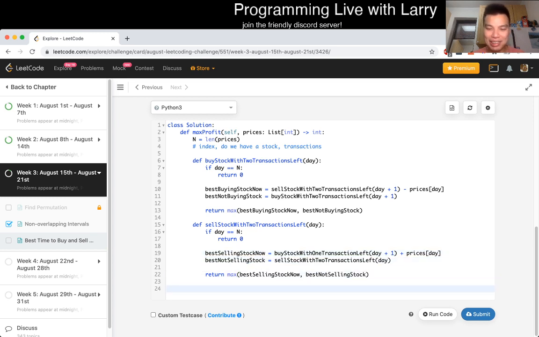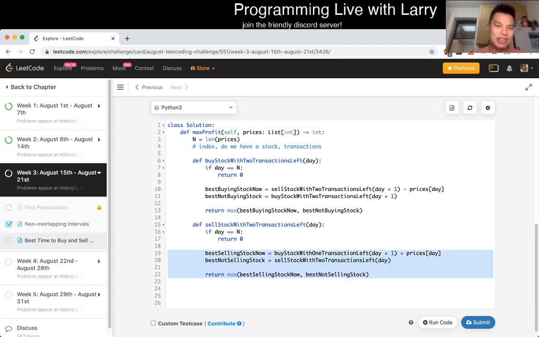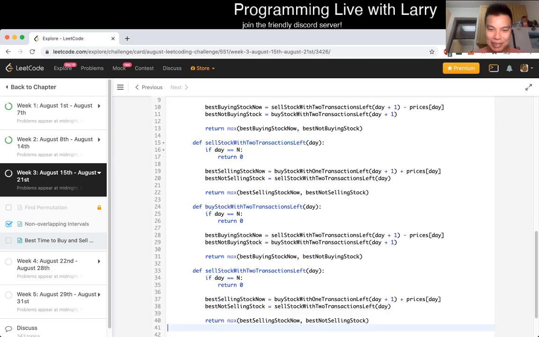Okay, so then now we have to implement this thing, right? So you get the idea here. I'm going to just do a little bit of copy and pasting, to be honest, but you get the idea of what I'm trying to do, which is that now we have 1 transaction left and 2 transactions left, right? And you go for all these states. So now I'm going to just copy and paste, and you could copy and paste your explanation a little bit, but replace numbers. So let's say buy stock with 1 transaction left.